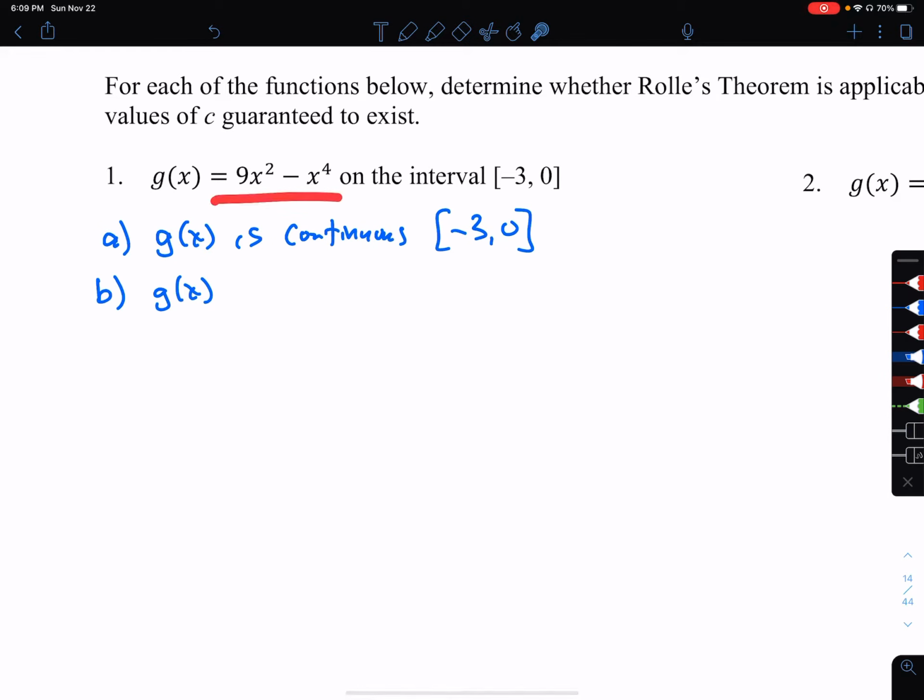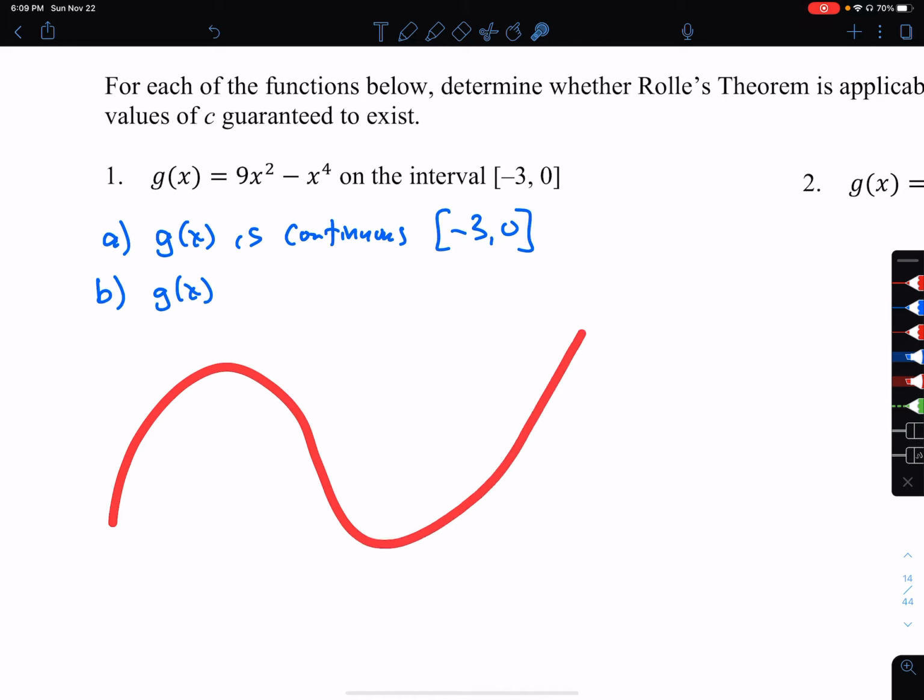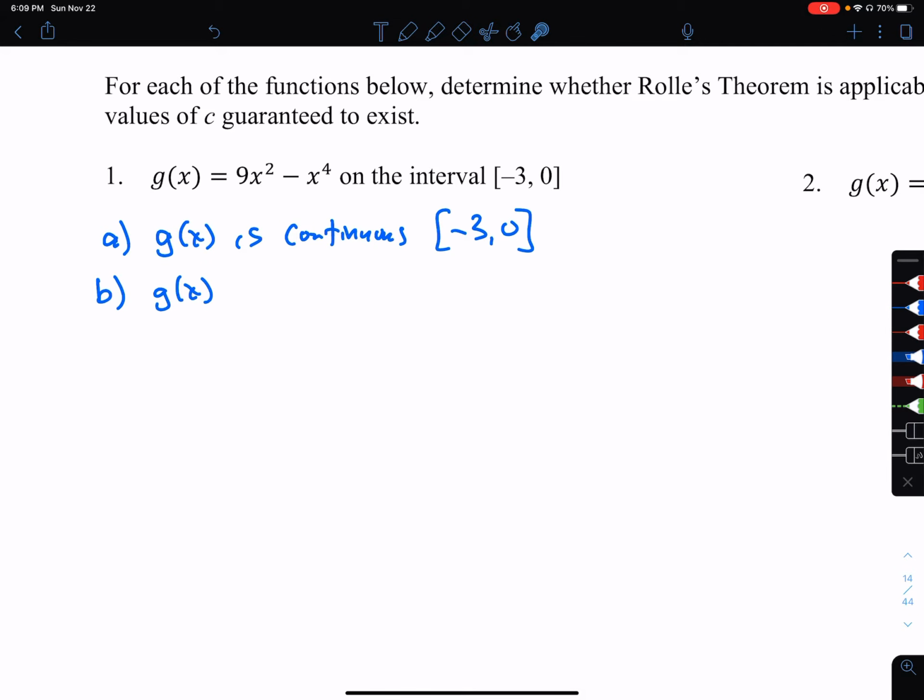Well, if you know what a polynomial function looks like, a polynomial has nice continuous curves. All polynomial functions are differentiable, and that is from -3 to 0, the open interval. And the next thing, those are pretty easy to figure out if you know what the function looks like, and we should know what a polynomial looks like.